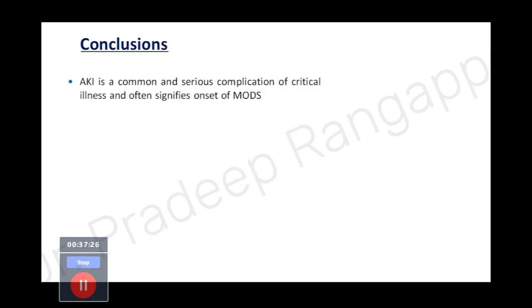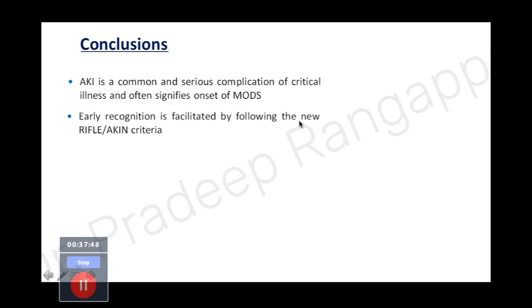So, the conclusions of AKI. This is the last slide. AKI is common, very common in ICU, and the occurrence rate is only increasing because of age and comorbid problems. It's a serious complication of any critical illness that patients get admitted to ICU with, and it often signifies the onset of multi-organ dysfunction.